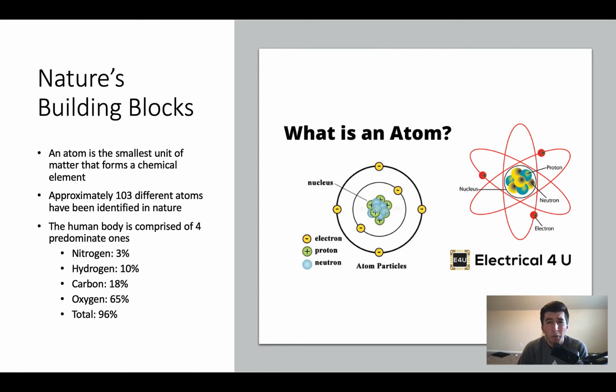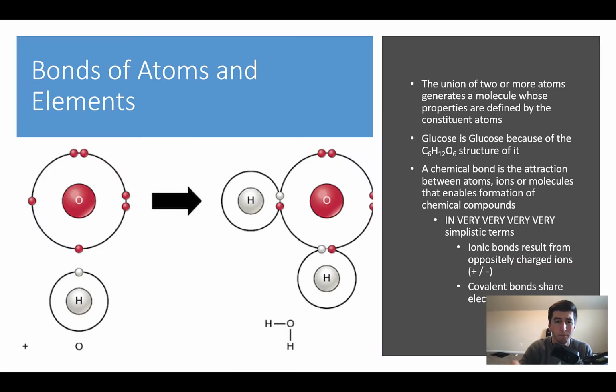In general, the human body is comprised of really four predominant types of atoms, or elements: nitrogen, hydrogen, carbon, and oxygen. Truth be told, the reason organic chemistry is called such is because it's the study of carbon. So realistically, any carbon-containing matter is technically organic. News you can use, right?